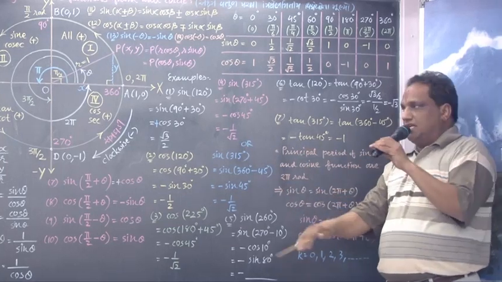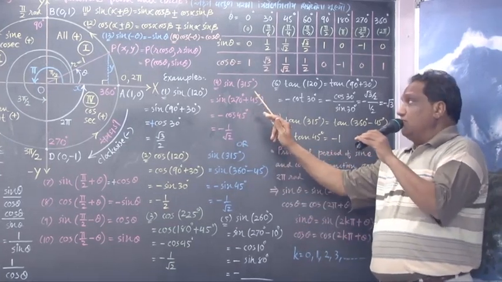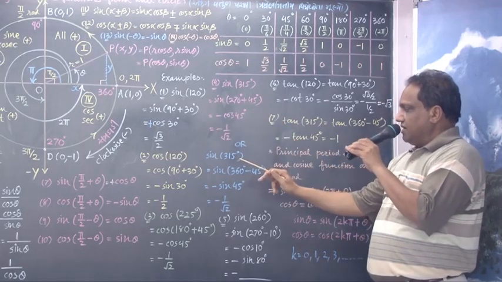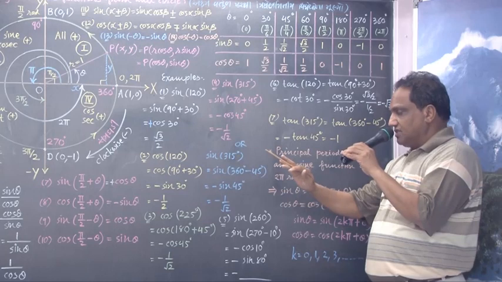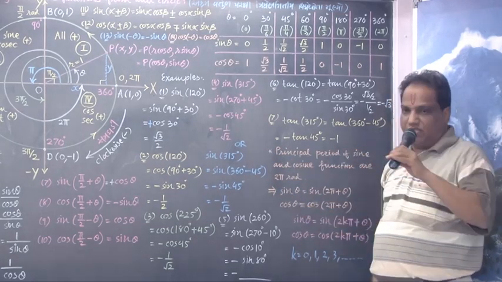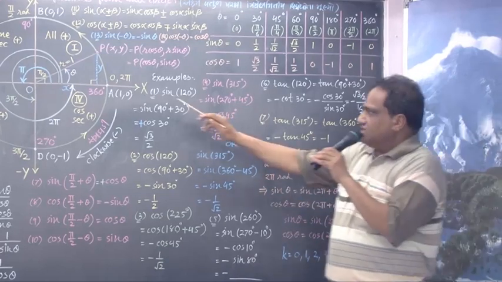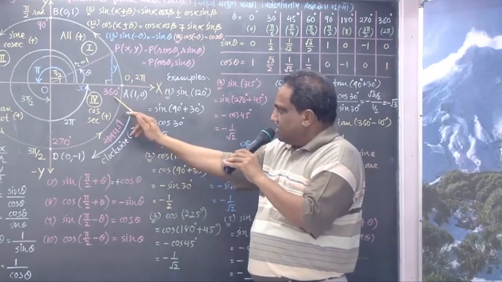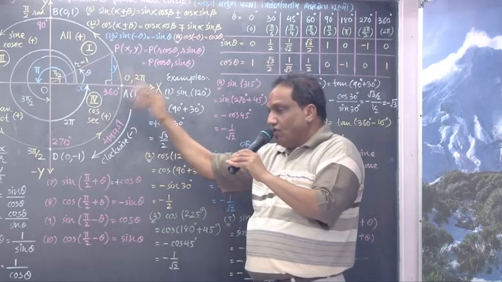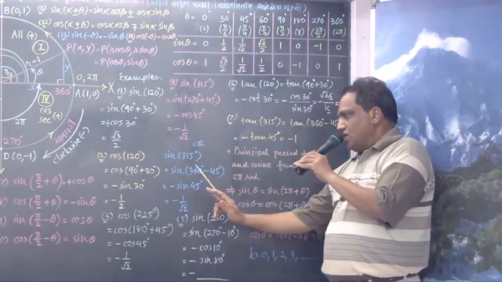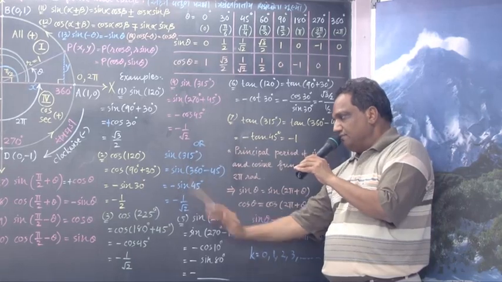See, it is not necessary to add every time. You can get this value by subtraction also. Suppose somebody takes this way, 315 degrees, somebody takes this way, 360 minus 45. No problem here. So you are in the fourth quadrant where the sine function is negative, so I should write negative.